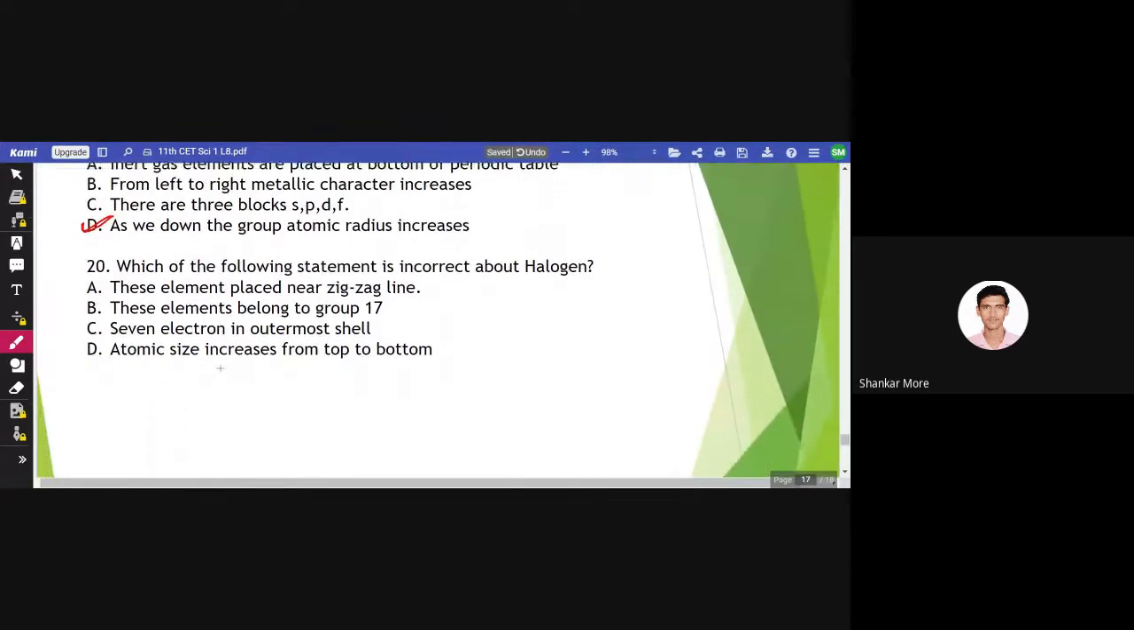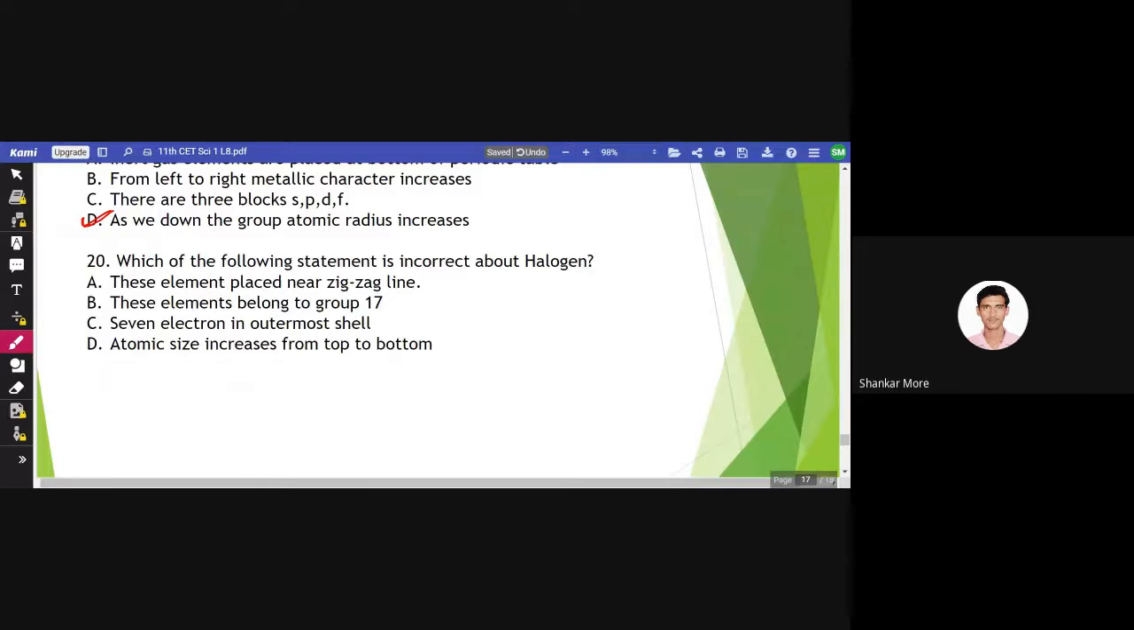Okay. So which of the following statement is incorrect about halogen? A. These elements placed near zigzag line. These elements belong to group 17. 7 electrons in outermost shell. Atomic size increases from top to bottom. So all other three are correct except the first one, that these elements are placed near zigzag line. ये zigzag line के पास में नहीं होते.